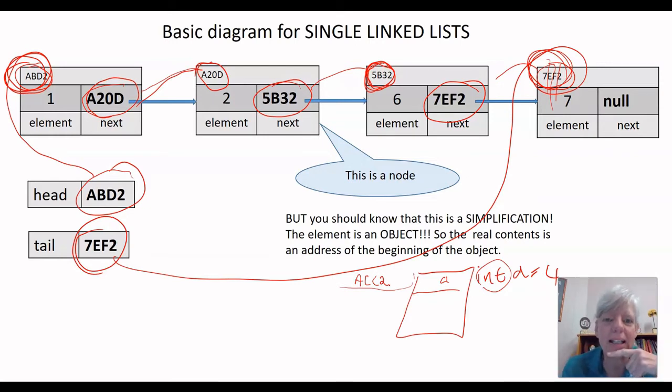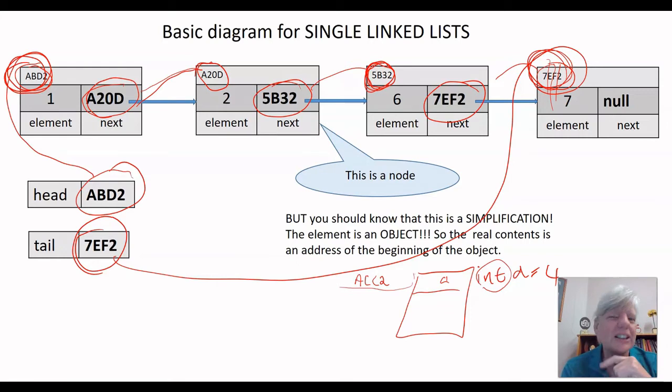Do you understand this diagram? Will you be able to draw it? Please, you have to use 4-digit hexadecimal numbers, otherwise you will lose a mark. You cannot just draw arrows, you will lose a mark.